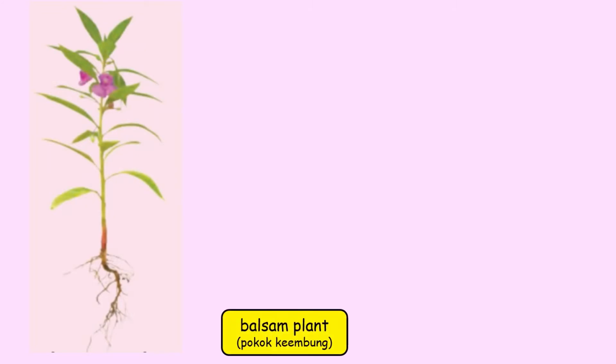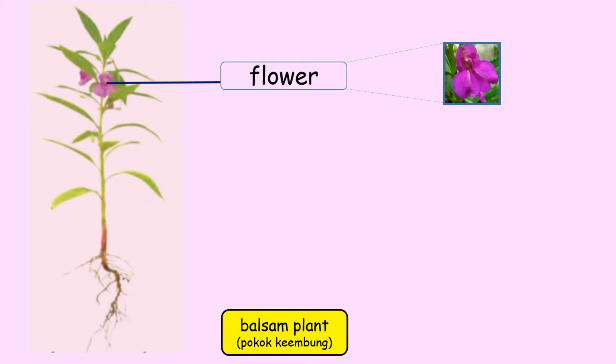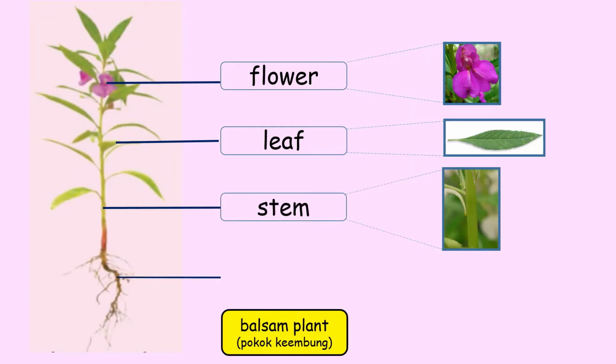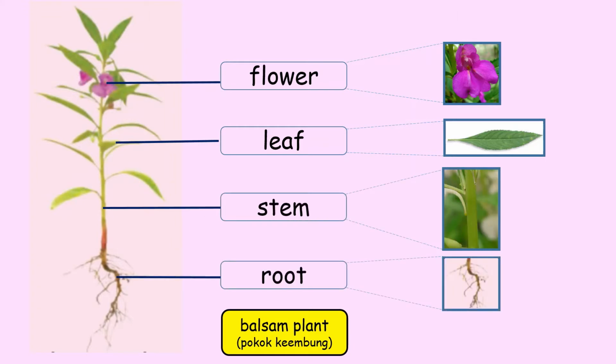Now, let's take a look at this plant. Do you know what plant this is? This is a balsam plant. It has flower, leaf, stem, and root. You can find this plant at your school compound.